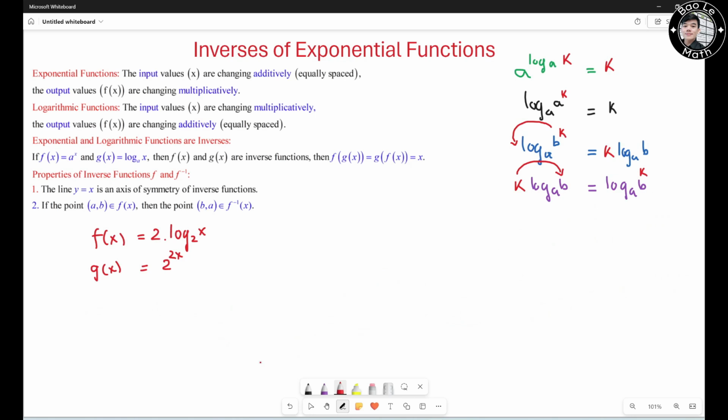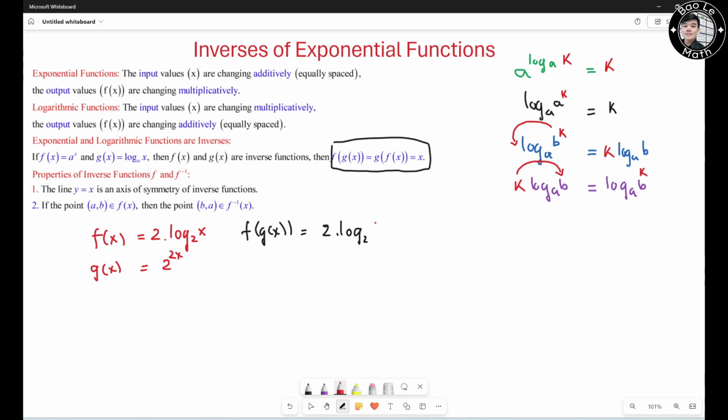Alright, so let's move on to the next example. Given the function f of s equals 2 times log base 2 of s, and the function g of s equals 2 to the power of 2s, we need to determine if the functions f of s and g of s are inverses of each other. In order to do that, we need to use the formula. First I'm going to start with f of g of s.